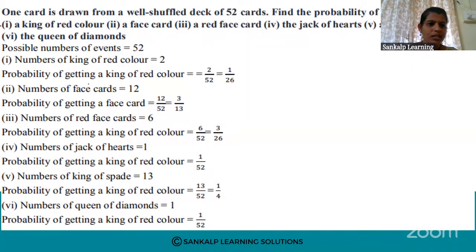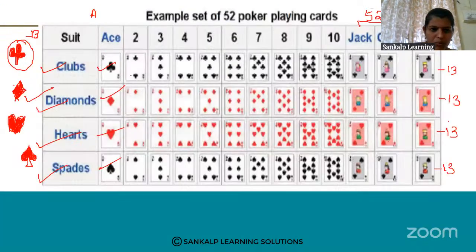Next, come to the question. One card is drawn from a well shuffled deck of 52 cards. Find the probability of getting king of red color. King of red color. A face card. Okay, first let us see king of red color. So have you observed they asked king of red color. They have not specified diamond and heart. Okay, only red color means we are considering these two cards. That means diamond and hearts, it is having red color.